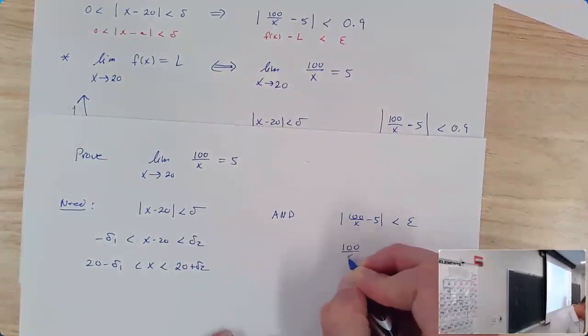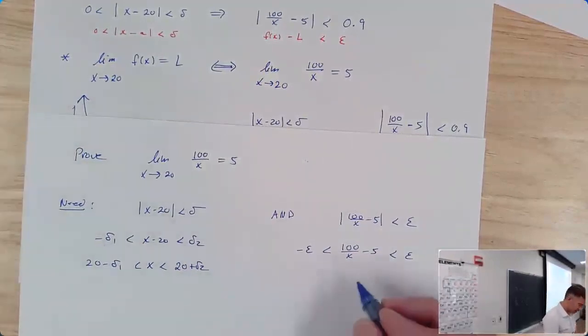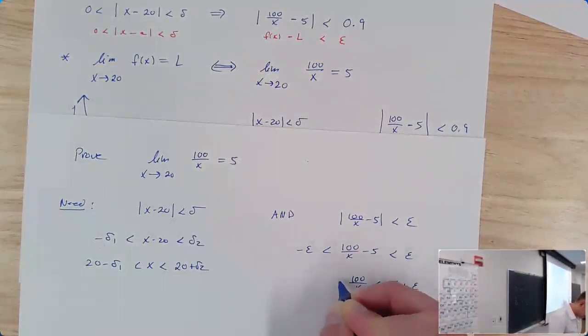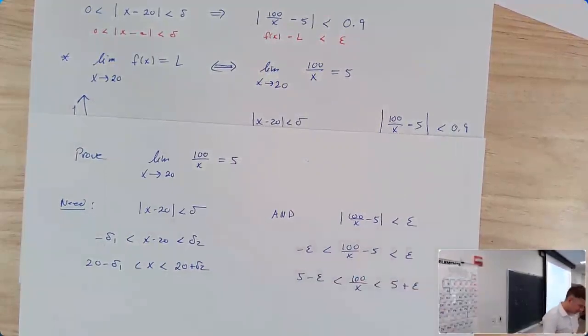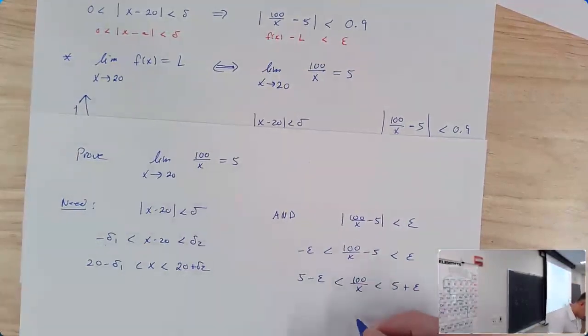So 100 over x minus 5 is less than epsilon, bigger than negative epsilon. We don't need different values for epsilon. It's the same on the other side. Then I'm going to try and isolate x. I'm going to add 5 to everything. So 100 over x is less than 5 plus epsilon, bigger than 5 minus epsilon. Take the reciprocal of both sides, remembering that I have to change the direction. So x over 100 is bigger than 1 over 5 plus epsilon and smaller than 1 over 5 minus epsilon.